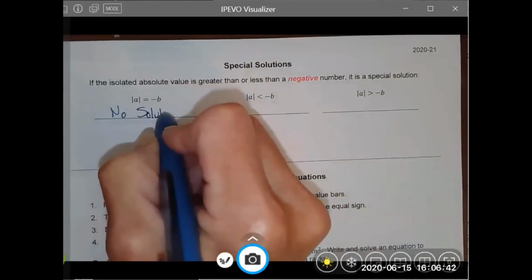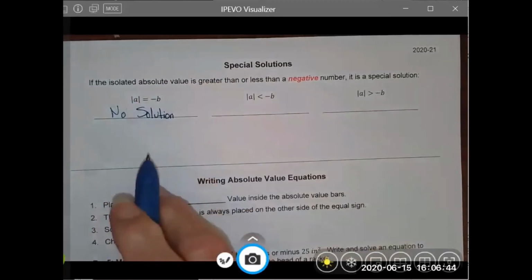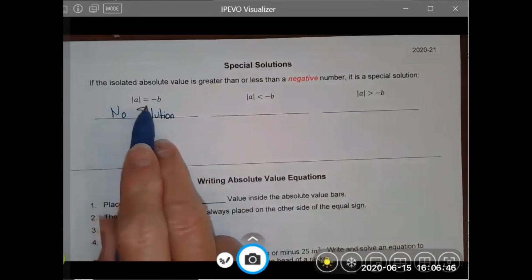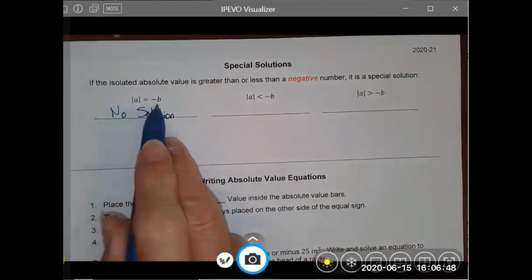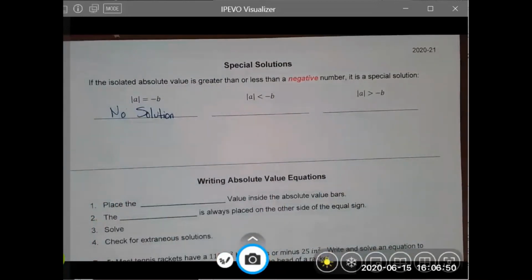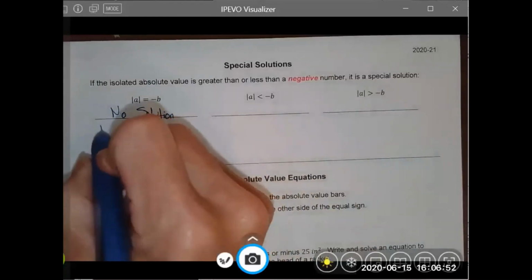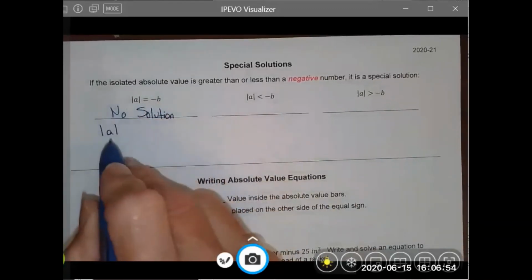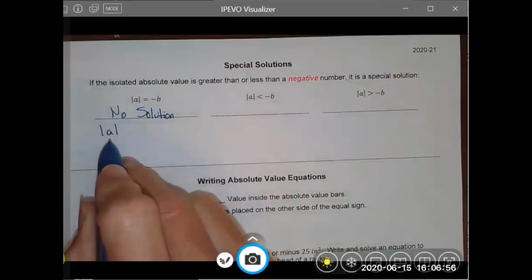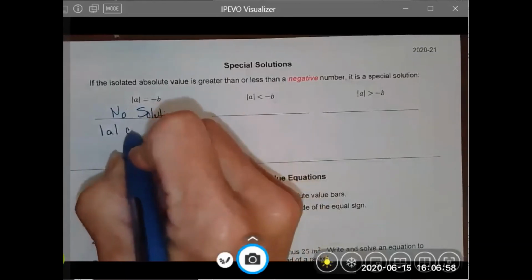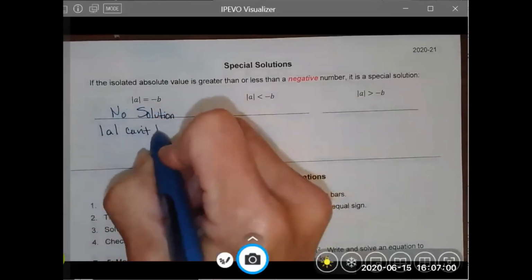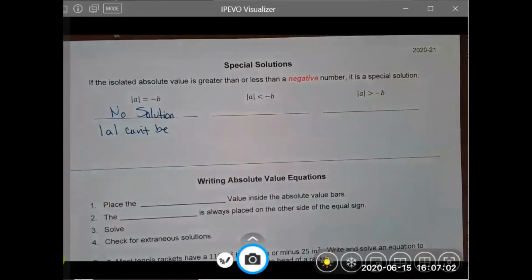And you're probably asking, why is the absolute value of A not ever going to be equal to -B? And that is because, if you remember, the absolute value of A is the distance from 0. And distances can't ever be negative.